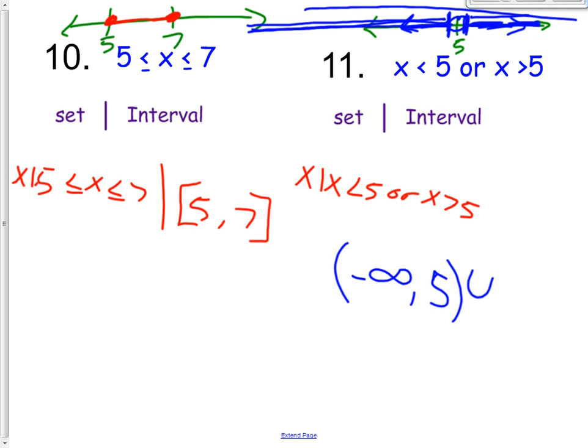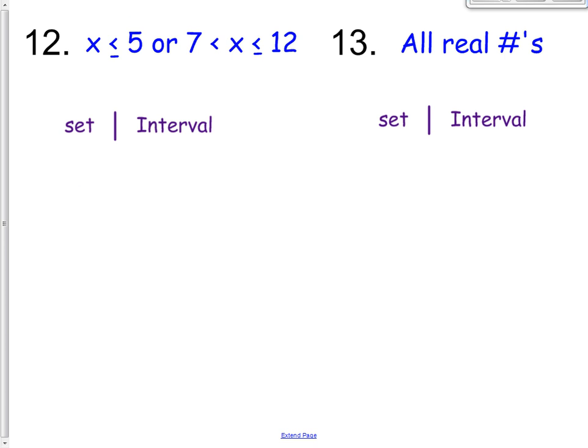So I have more x values. I start once again at the left, so where do I start? I start at 5. It doesn't equal 5, right? So I'm going to put a parenthesis right there. And how far to the right do I go? I go all the way to positive infinity with another parenthesis. So there we have it. From left to right, we're starting at negative infinity, stop at 5, union 5, all the way to positive infinity. Okay? So there's problem number 11.